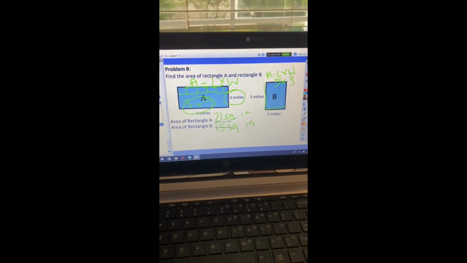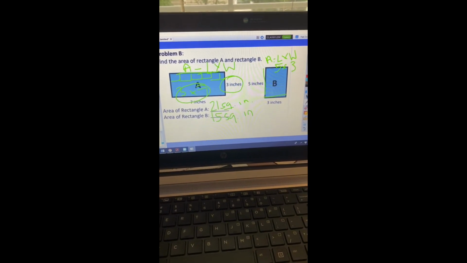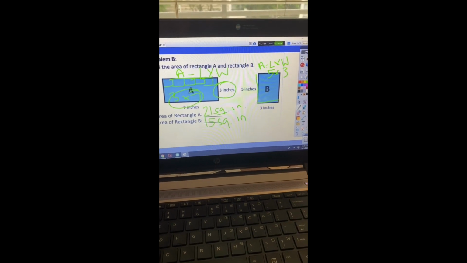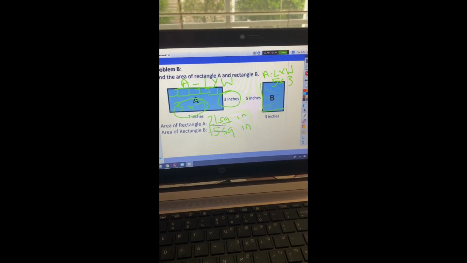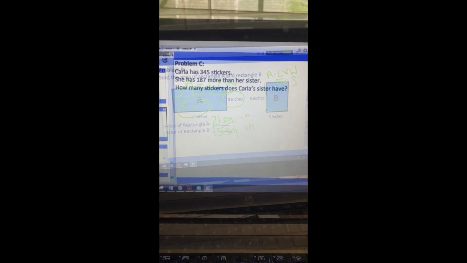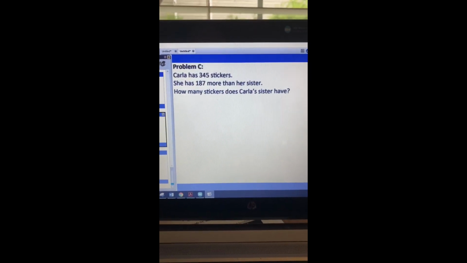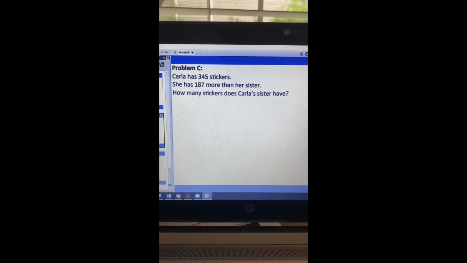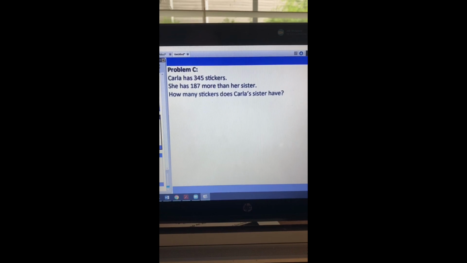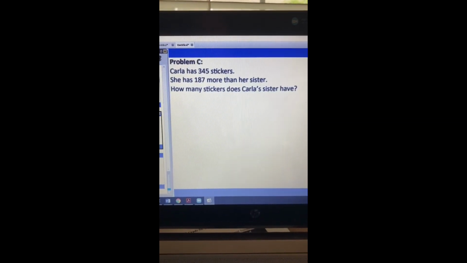All right, don't forget how to solve for area. It's length times width. You will go in more depth on this in 4th grade, so you definitely need to know how to do this right now. All right, so Carla has 345 stickers. She has 187 more than her sister. How many stickers does Carla's sister have?